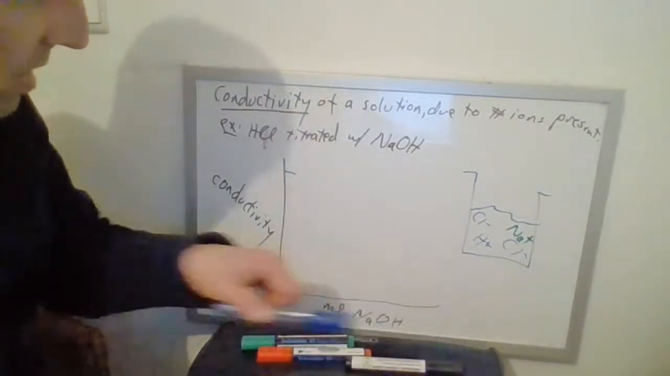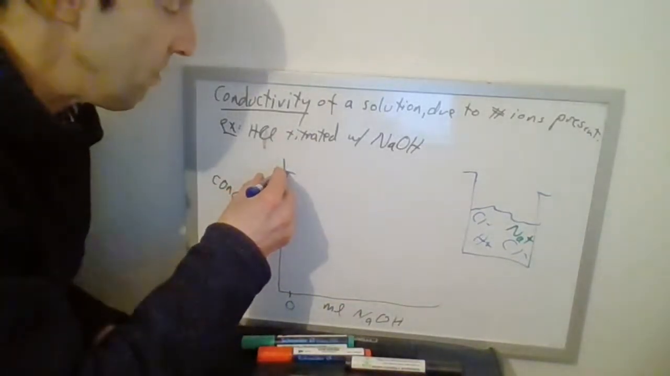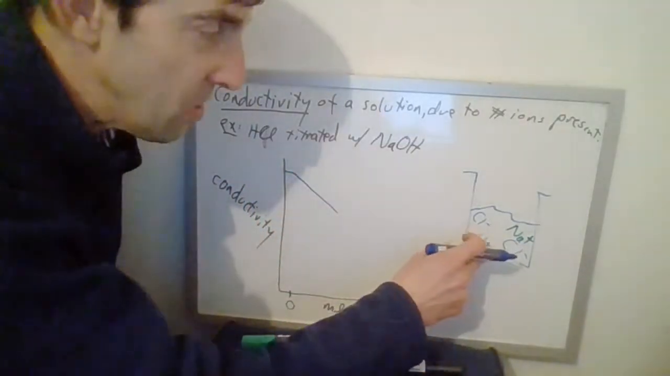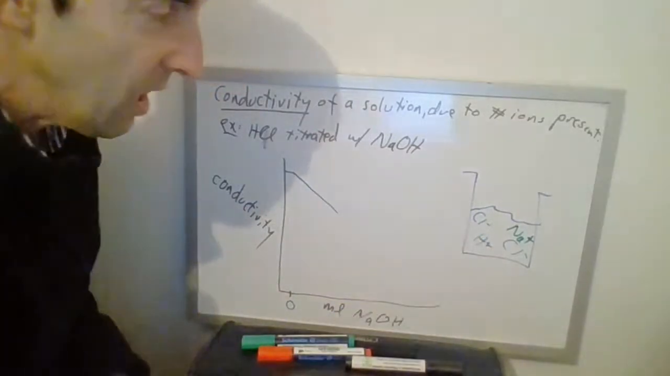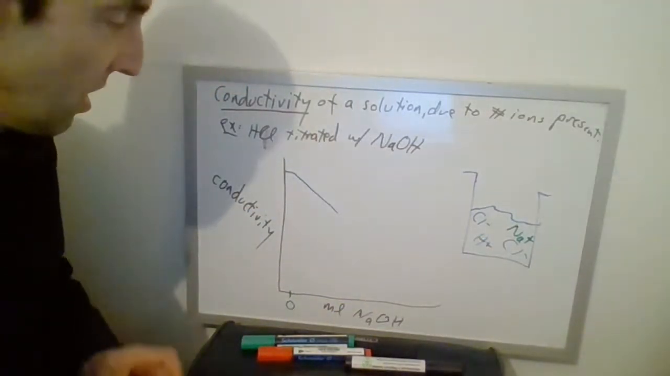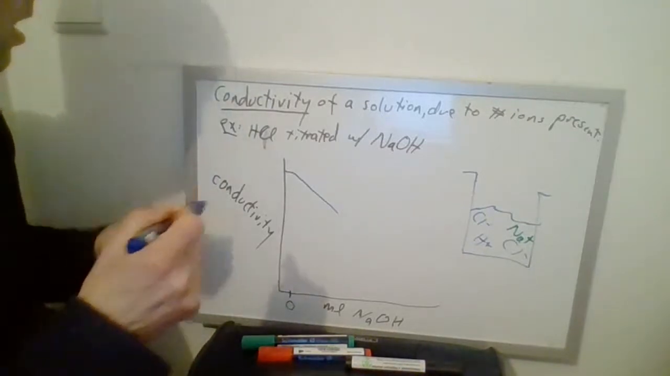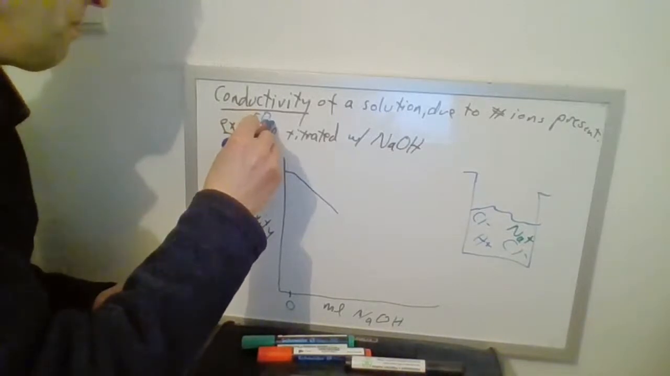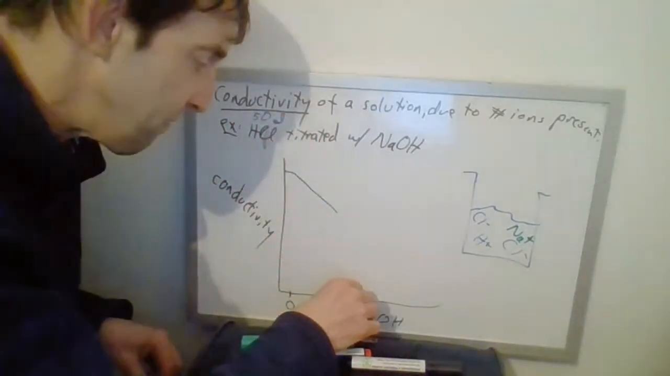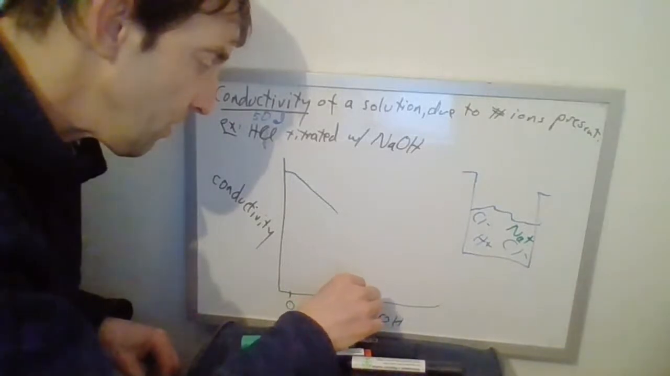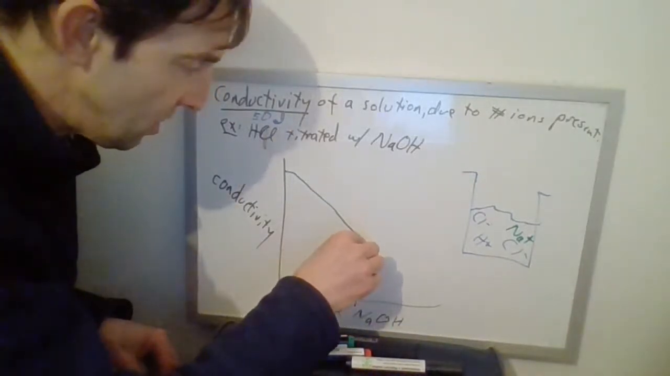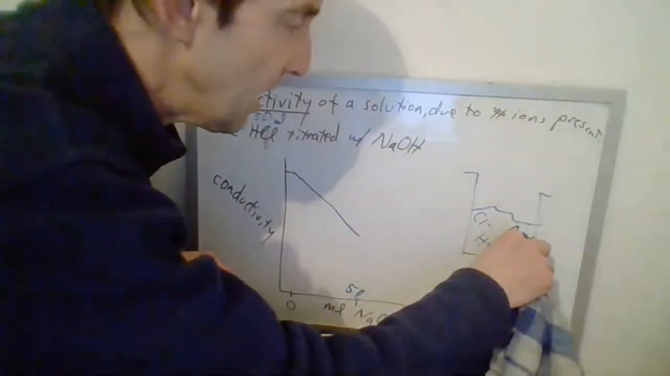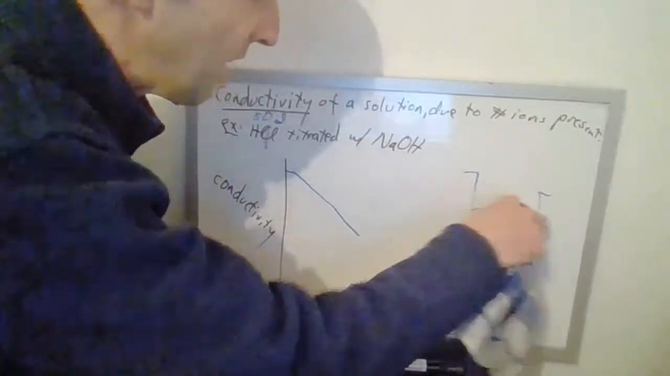Okay, so conductivity goes down. Why? Because these H pluses are being taken out. I'm losing H pluses until I get to, let's say, 50 milliliters of HCl. Watch what happens when I get to 50. So it decreases. Now I get to 50, and I don't have any H pluses. I've got a lot more liquid.